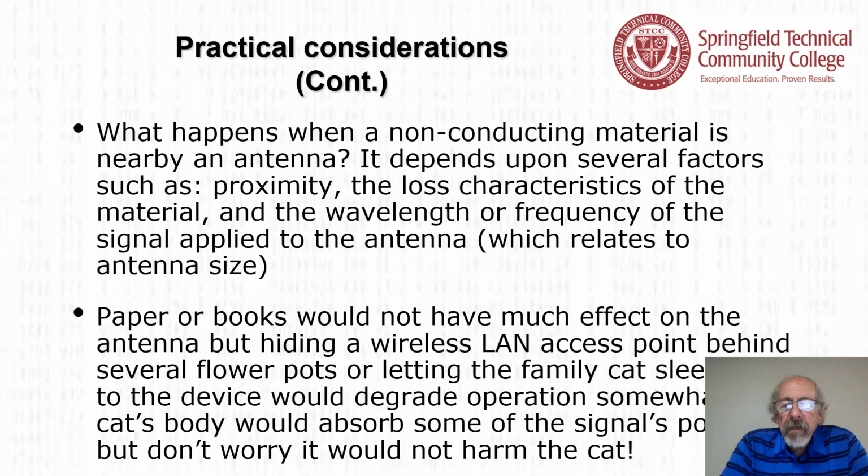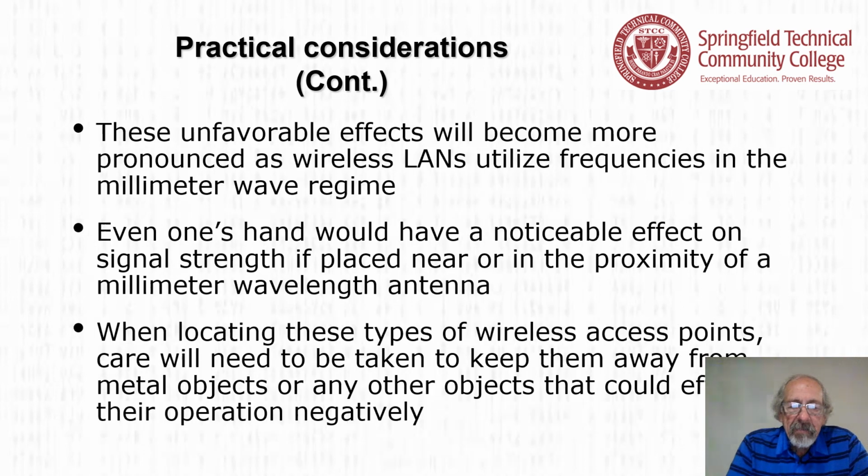What happens when a non-conducting material is nearby an antenna? It depends upon several factors such as the proximity, the loss characteristics of the material, and the wavelength or frequency of the signal applied to the antenna, which relates to the antenna size. Paper or books would not have much effect on the antenna, but hiding a wireless LAN access point behind several flower pots or letting the family cat sleep next to the device would degrade operations somewhat. The cat's body would absorb some of the signal's power, but don't worry, it would not harm the cat.